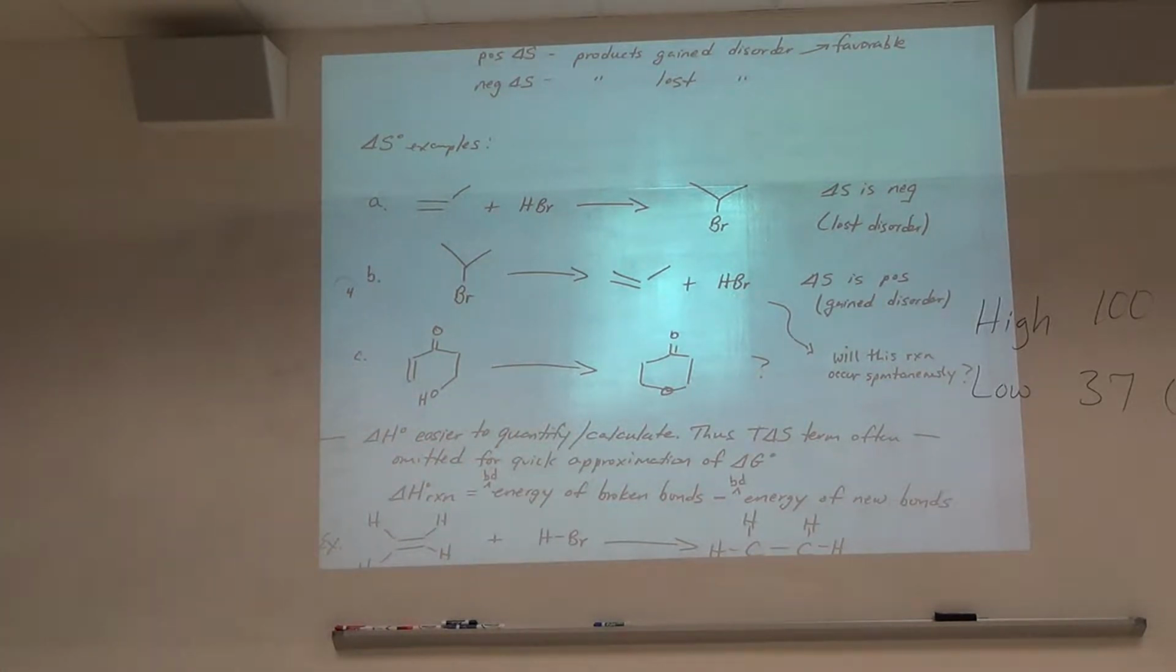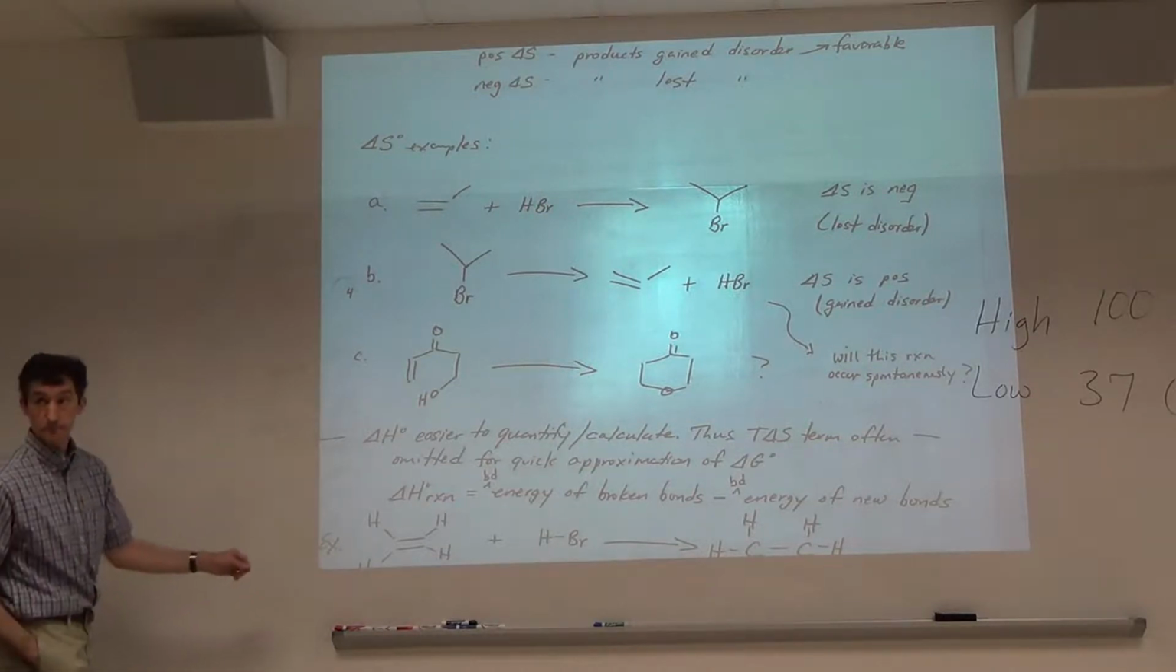But there's something else going on. It lost the pi. It did lose a pi, gained a sigma, and it made 2 sigma bonds. It has less freedom to rotate. We're doing entropy, and the answer is less freedom to rotate.